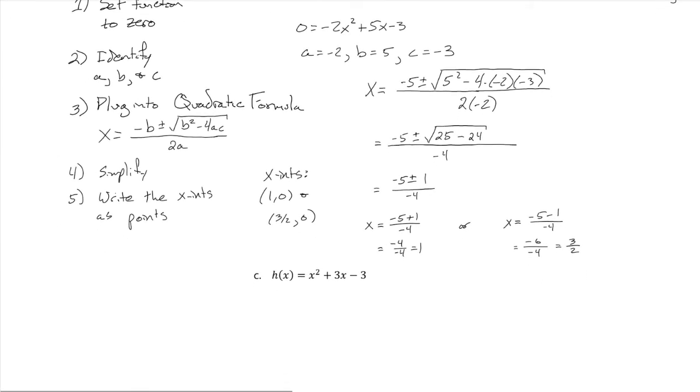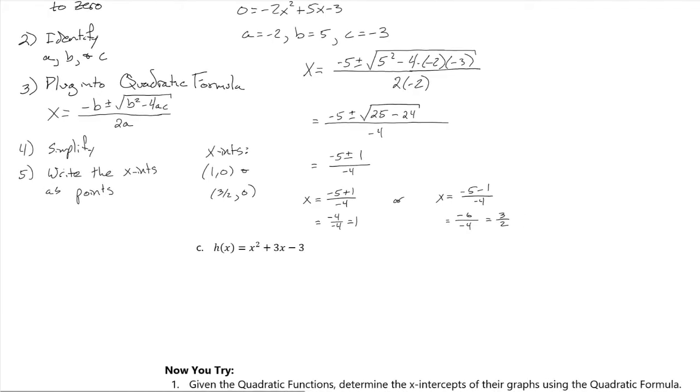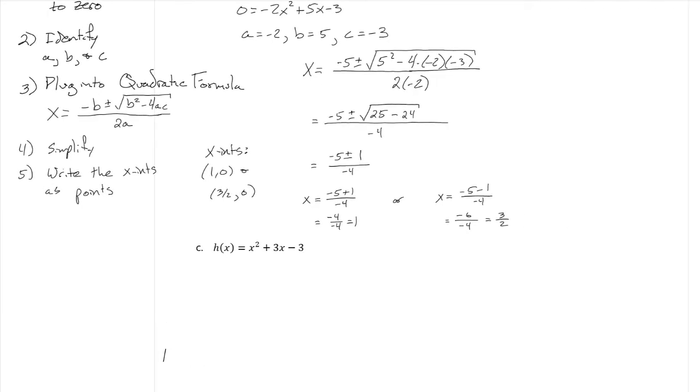All right, moving on to part C. We'll do this one a little bit faster, hopefully. Make a little bit more room again. All right, so we'll set the function equal to 0. 0 equals x squared plus 3x minus 3. And we'll identify a equals 1, b equals 3, and c equals negative 3. So I'll set up my quadratic formula.